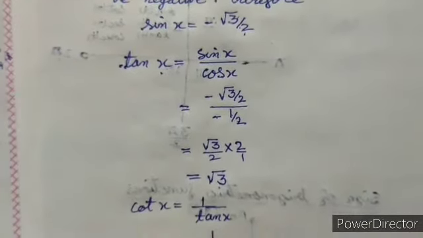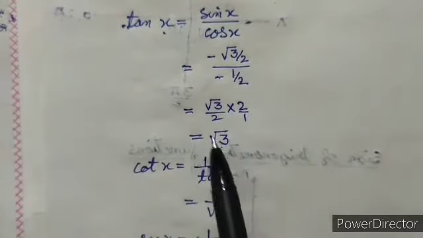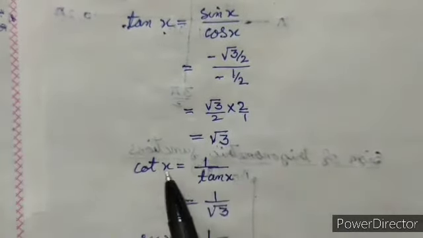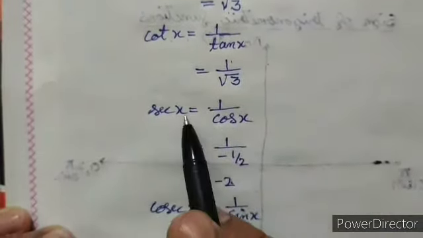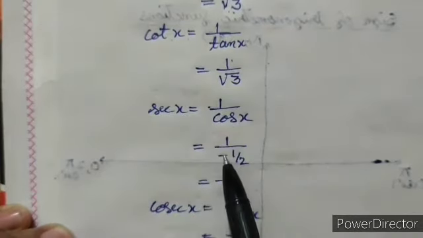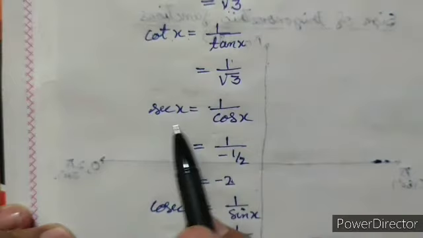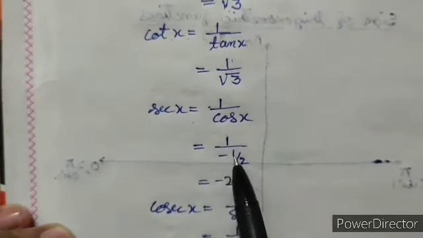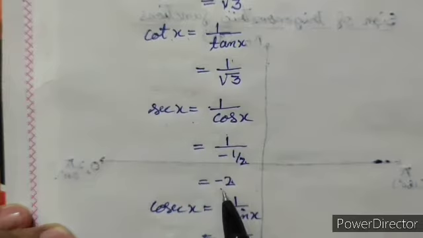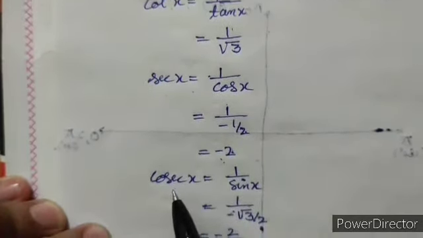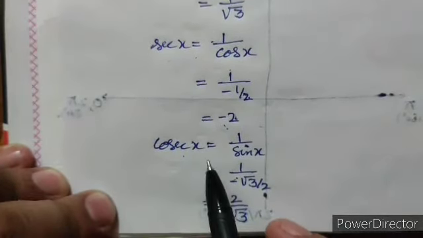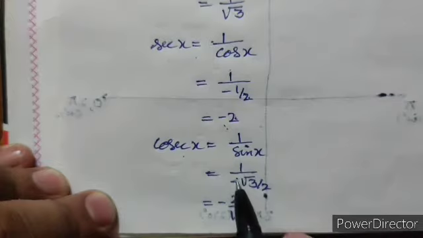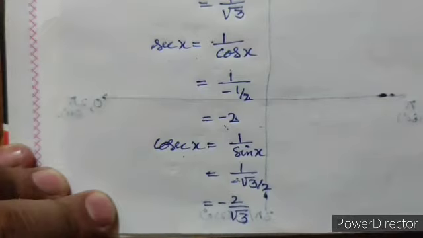Now cot x is reciprocal of tan x, and we have already obtained the value of tan x as root 3. So value of cot x will be 1 upon root 3. Similarly, sec x is reciprocal of cos x. Now value of cos x was given to us as minus 1 by 2. So value of sec x will be 1 upon minus 1 by 2, and that will be equal to minus 2. We know that cosec x is reciprocal of sin x. So value of cosec x will be equal to 1 upon minus root 3 by 2, and that will be equal to minus 2 by root 3.